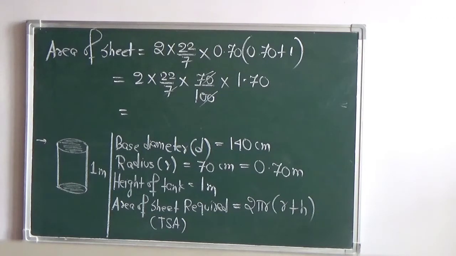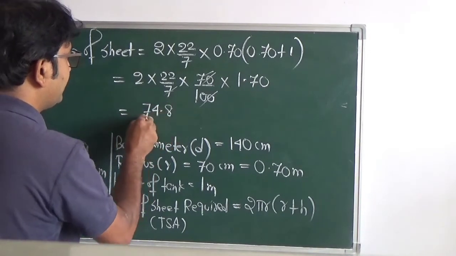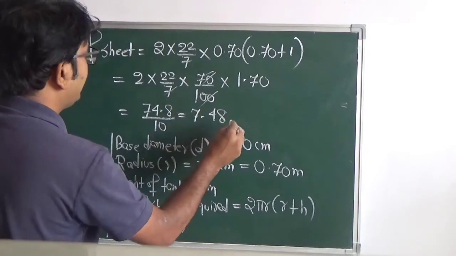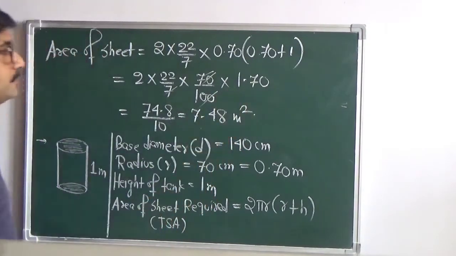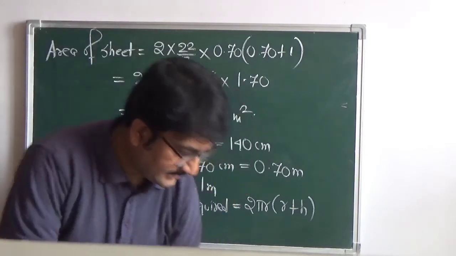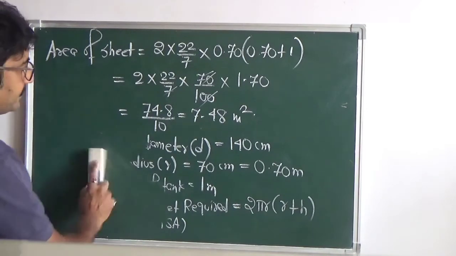So now you need to multiply and find out the final result of this. 44 multiplied by 1.70, 74.8. So it is coming to 74.8 by 10, and that is equal to 7.48 meter square of the metal sheet is required to make this particular cylindrical tank. So moving on to the next question. Hopefully you have understood this.